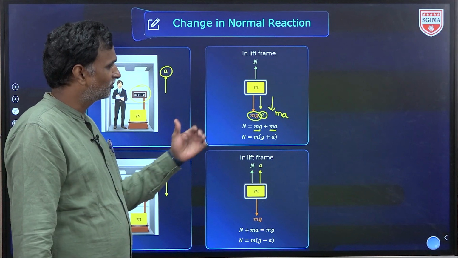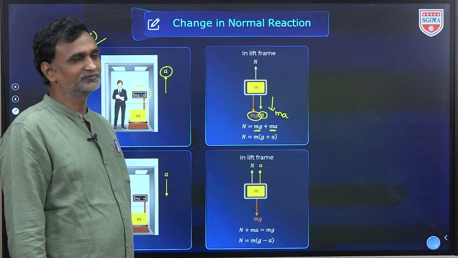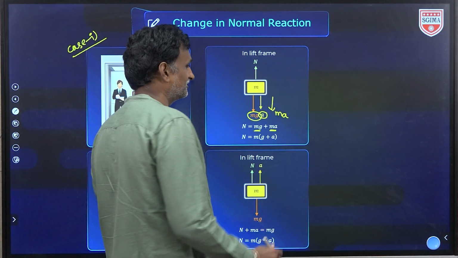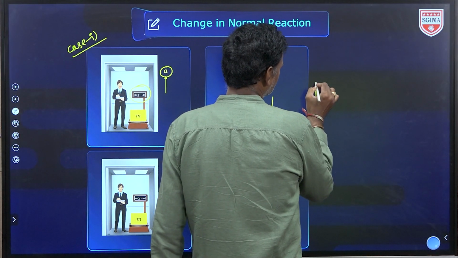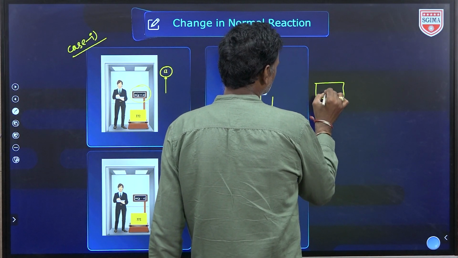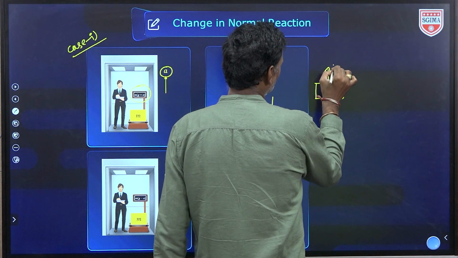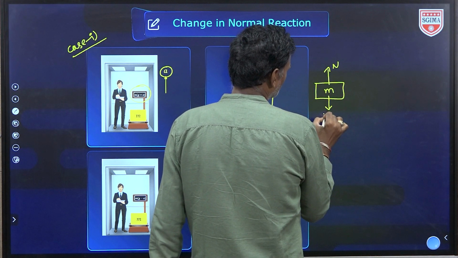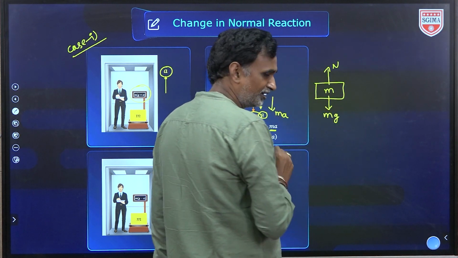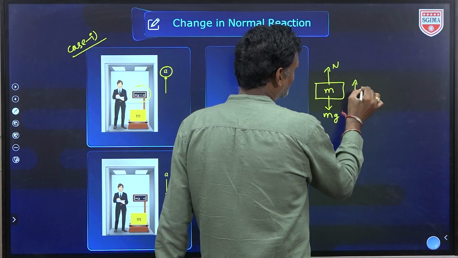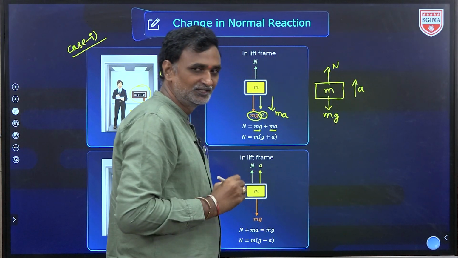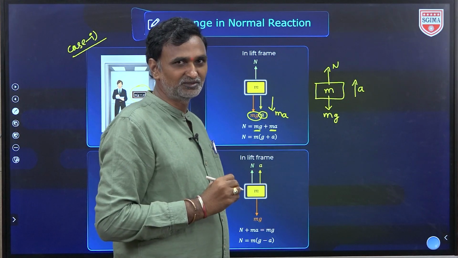This is the general case, written with the help of the pseudo force. If we are not aware of the pseudo force, how can we derive the same equation? Let us discuss the same concept without the help of a pseudo force. Normal force is upward only, downward is mg only, and it is accelerating upward. So we can just write down the net force equation.